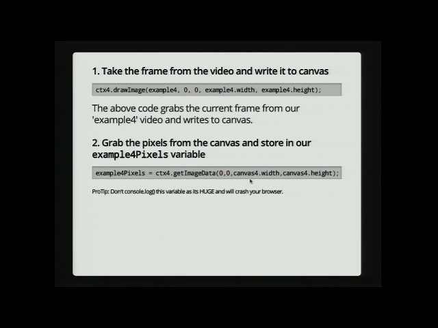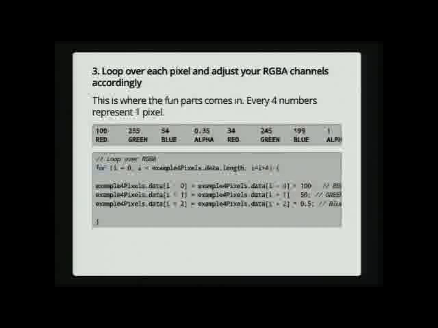So first step, take the frame from the video, like we saw a little earlier. Grab the pixels from the canvas and store them in our pixels variable. So we use the canvas method called getImageData. Tip here, don't console log your pixel array because it can get into the millions and it'll totally crash your browser and you'll have a really sad tab.